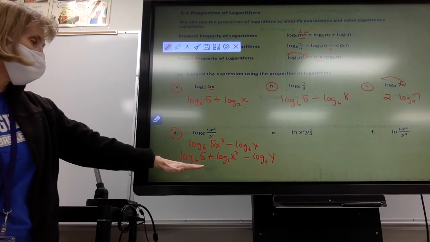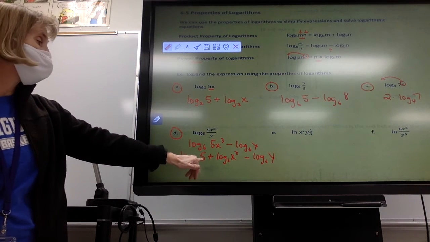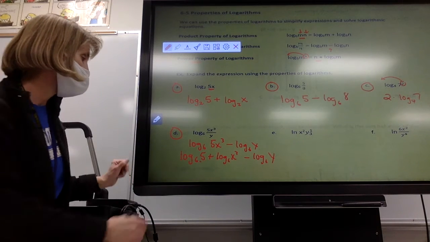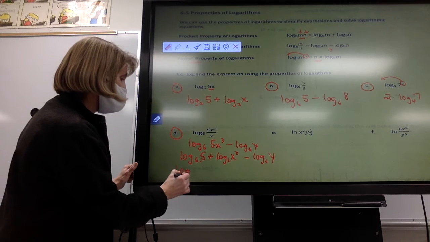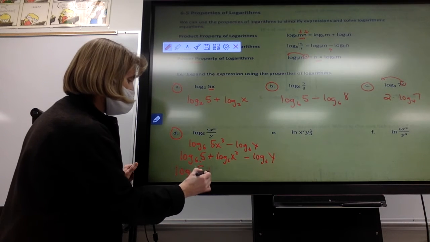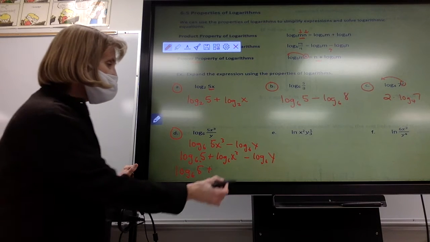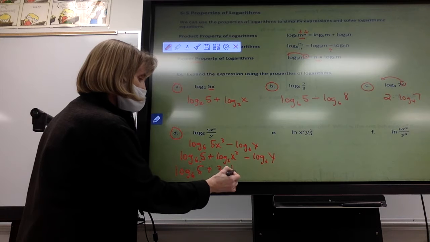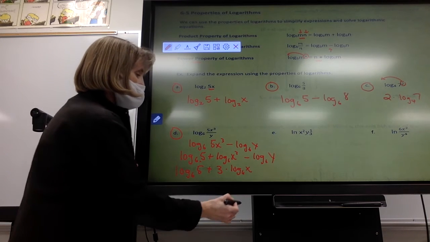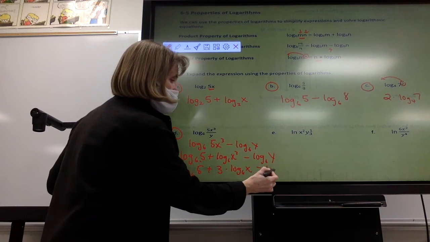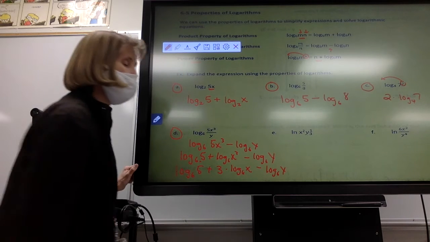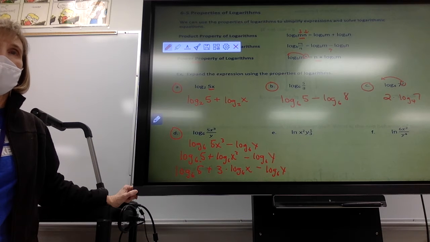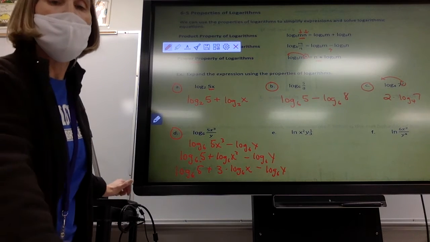This first term now, log base 6 of 5, that's done because 5 is not a product, it's not a quotient, there's no exponent there. But here I've still got a power, so I've got to go one more step. So I'm going to leave log base 6 of 5 plus, I've got an exponent, so that comes out front as a multiplier, 3 times log base 6 of x, and minus log base 6 of y. That would be your final expansion.